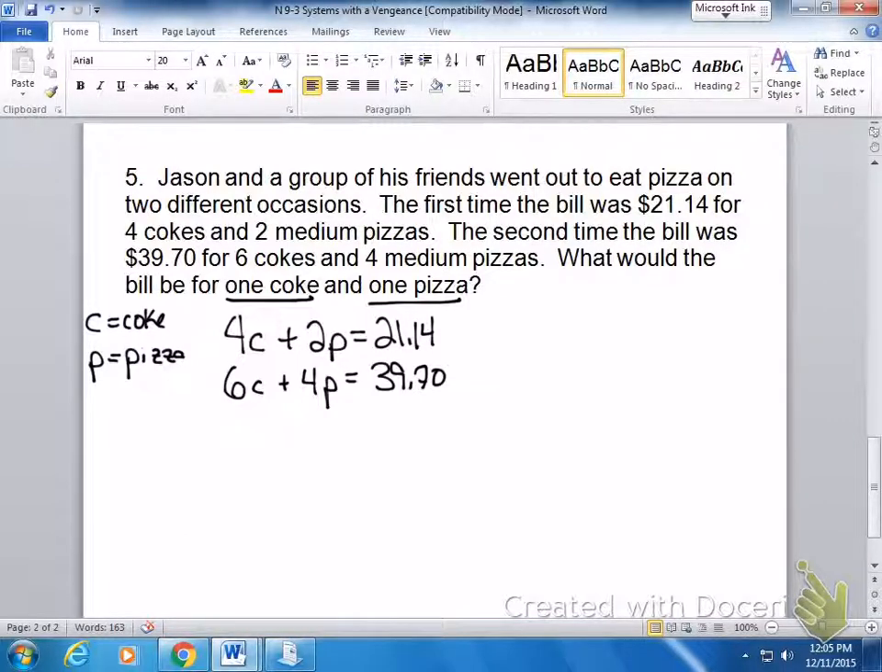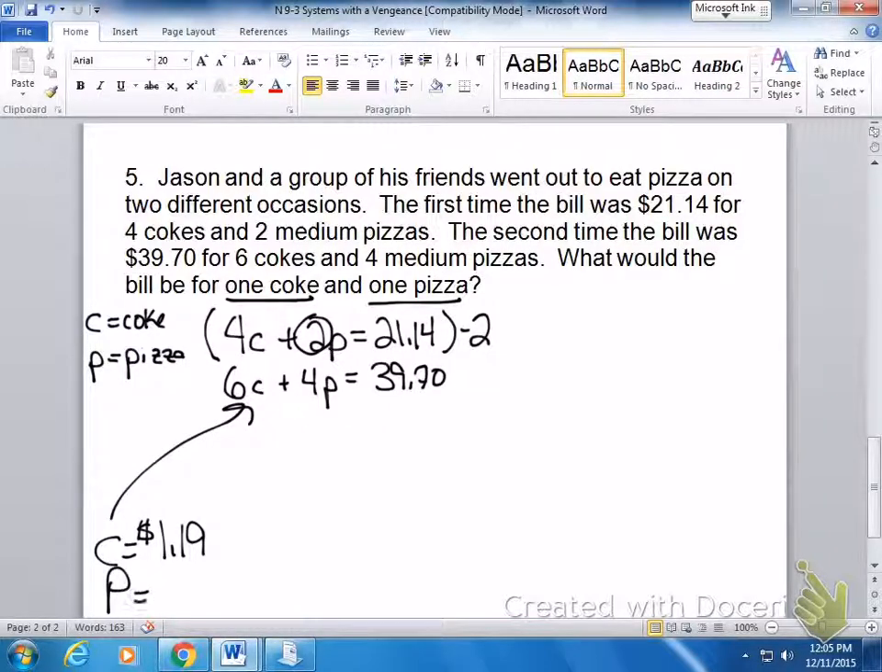Now, you get to choose which one to eliminate because one of them is not really set up for the other. You could eliminate C or P. We chose to eliminate P in class. Well, if I want to look at how I can make this 2 turn into -4, to do that, I can multiply the top one by -2. So once you do that, you'll solve for C. I found that C equaled $1.19. Once you have that $1.19, you could plug that into either equation for C, and you get the pizza price, which I got was $7.99.